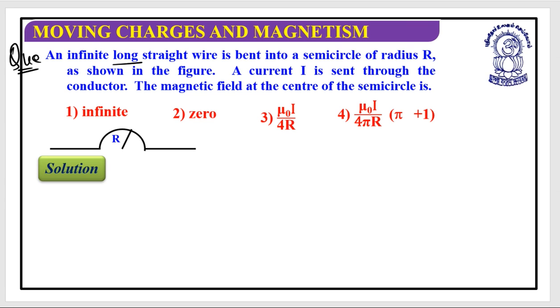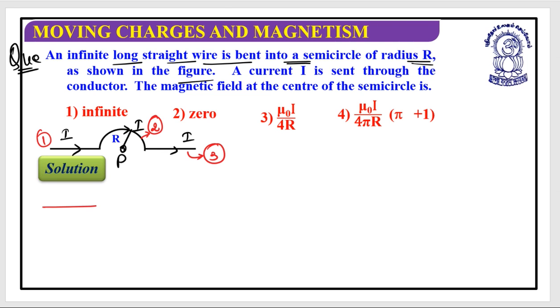What does it say? An infinitely long straight wire is bent into a semicircle of radius r as shown in the figure. A current I is sent through the conductor. The magnetic field at the center of the semicircle is what is required. So I amount of current is entering, I amount of current is leaving. Name the segments. This is the first segment. This semicircle ring is the second segment. This is the third segment.